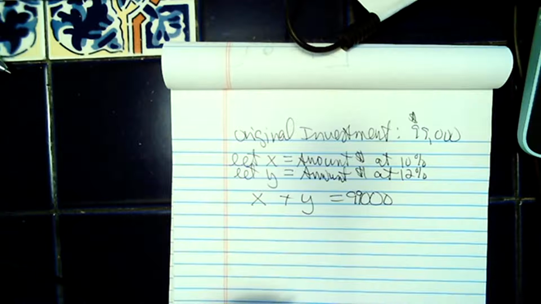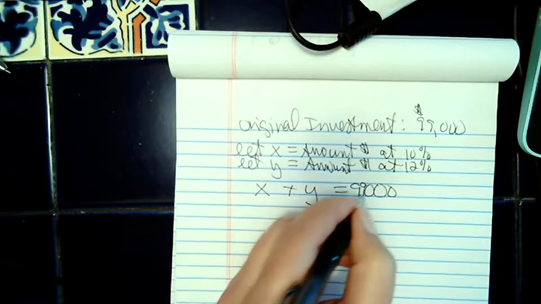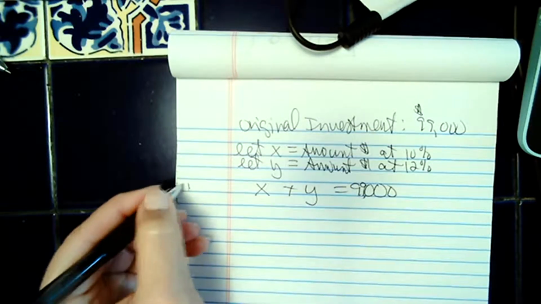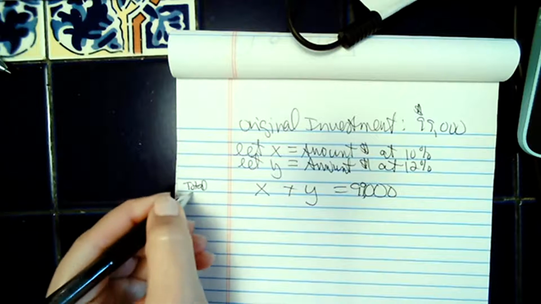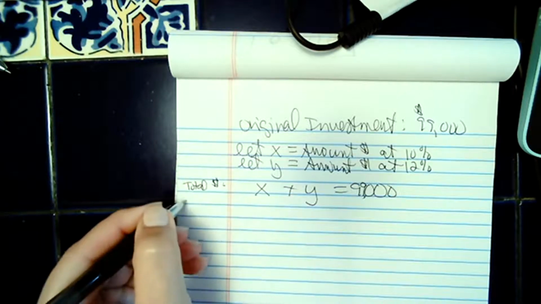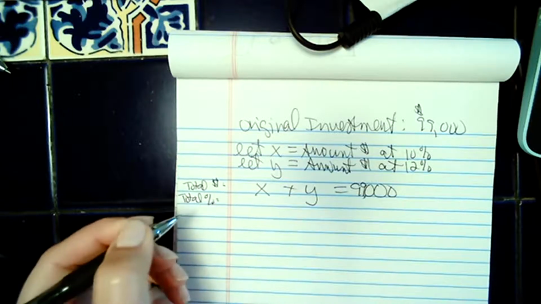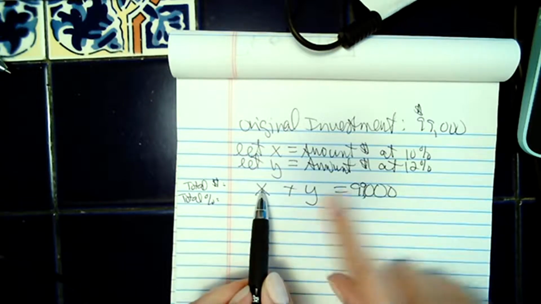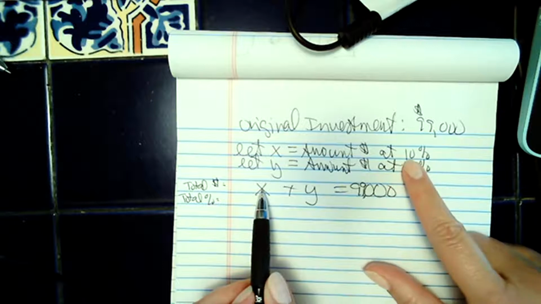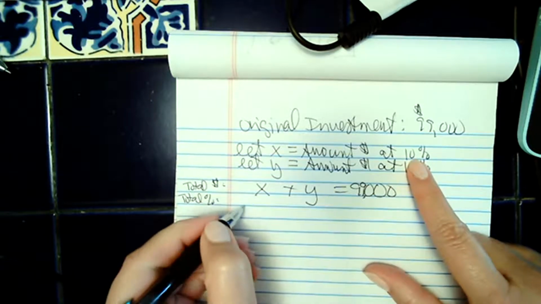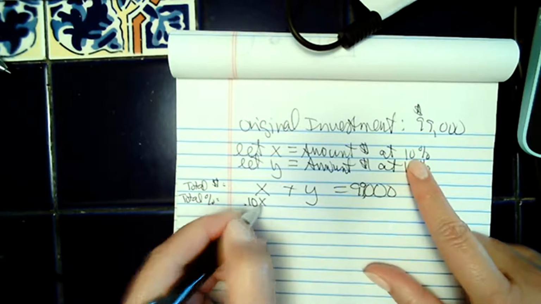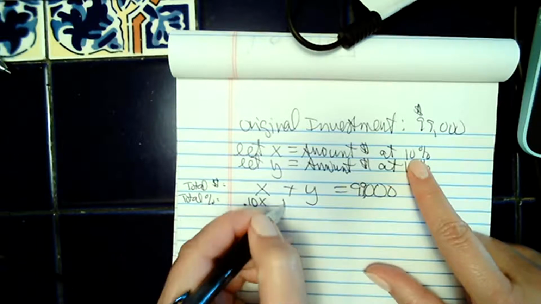99,000. And then your other one is going to be just your interest. So this is just your total investment, original money, and then this is your total interest. However much you invested in this 10%, the amount of interest earned is 10% of it. So you always take your percentage as a decimal times the amount you invested at 10%.